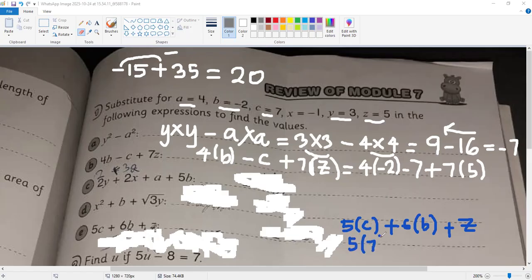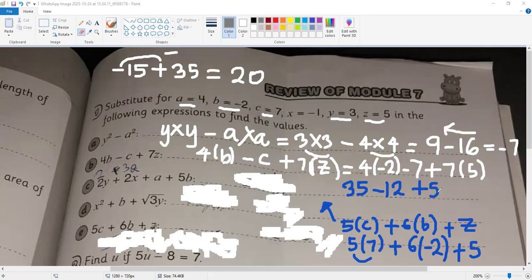So 5 times 7. Don't forget I'm using the brackets. Plus, this is 6 times the B. The B here is minus 2. So I have it as minus 2 plus the Z. Z is 5 plus 5. So 5 times 7 is what? 35. So I have it as 35 plus 6 times minus 2. That is minus 12. Do we get that? And then I have plus 5.